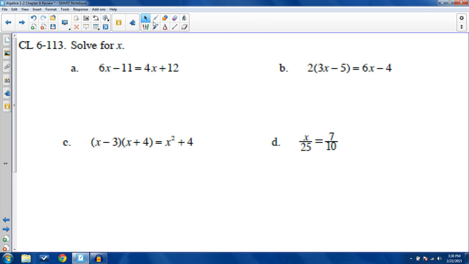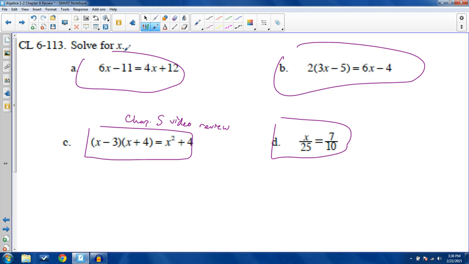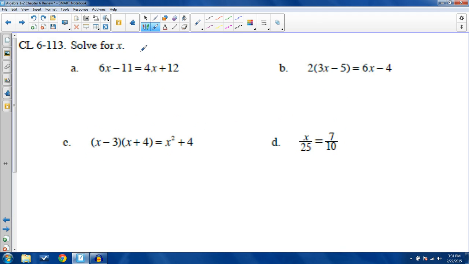Okay, solve for x. I'm going to do these a little more quickly. Really, I am. If you have trouble with these, definitely for something like this, visit the Chapter 5 video review. I will still go through it, but I'm not going to take a lot of time to explain it. Same with this one. For all these, Chapter 5 video review. Chapter 4 and Chapter 3 video reviews will help for numbers A and B as well. I do believe so. Always keep working there.